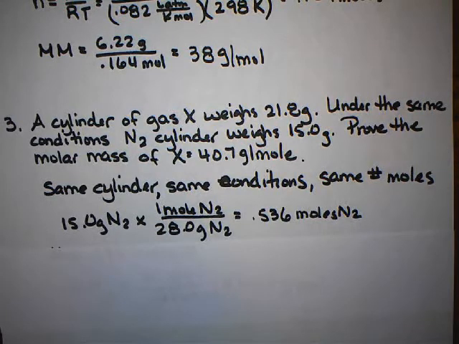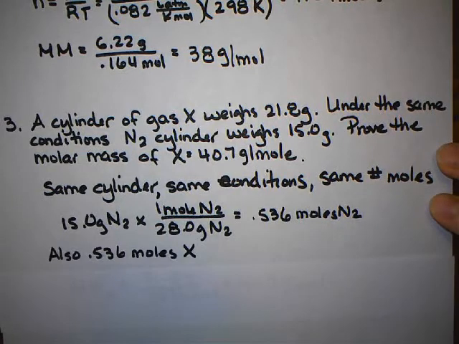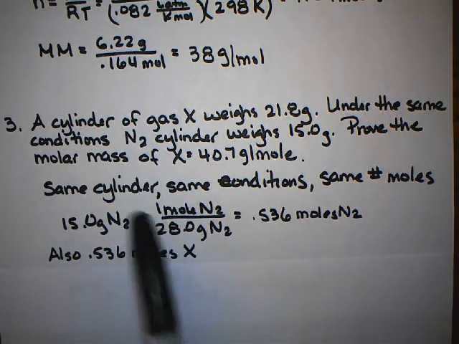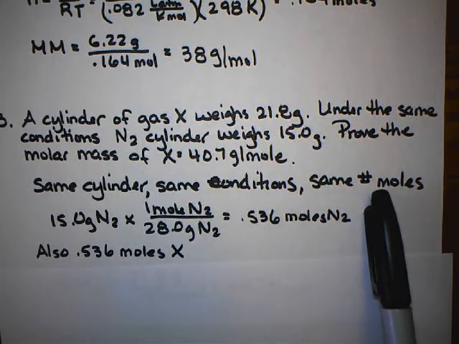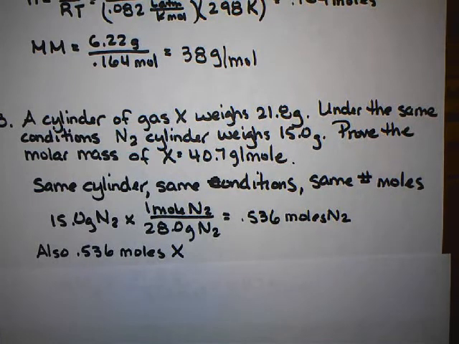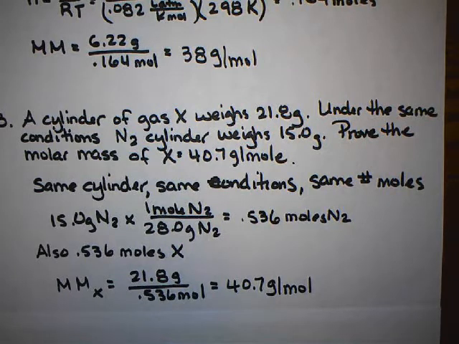gas. Since it's the same cylinder, you also now know that you have 0.536 moles of gas X. So that's the relationship you've got to remember. Same conditions, same volume, same moles. So one last step to get the molar mass of gas X: you divide the 21.8 grams by the 0.536 moles, and you wind up with 40.7 grams per mole. All right, there's idea number 3.